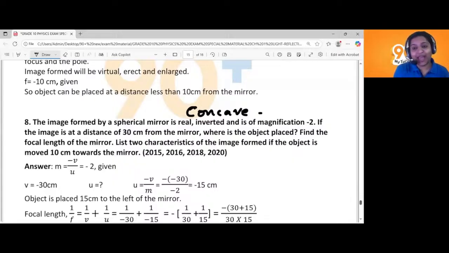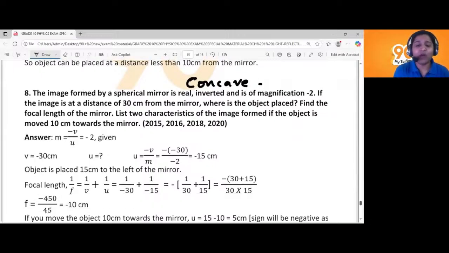Find the focal length. We have V, we have U. So simply we can use the mirror formula to find the focal length. Let's see the focal length, then we will decide what will happen when we move this object. How to find the focal length? 1 by f is equal to 1 by v plus 1 by u. So 1 by f, f is missing. 1 by f equal to 1 by -30 plus 1 by -15.